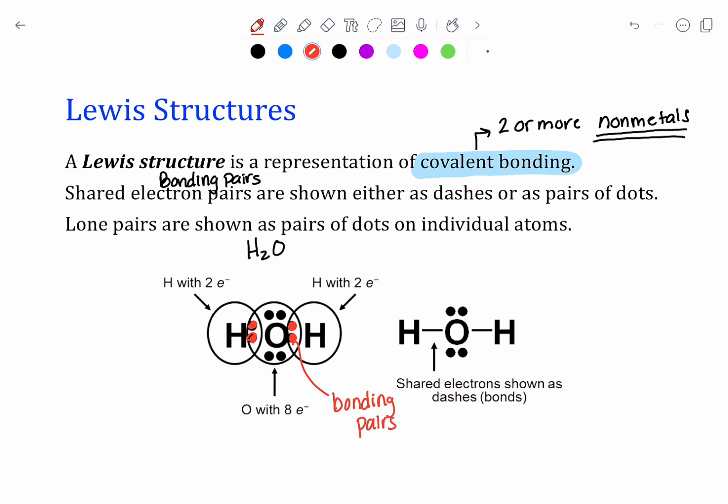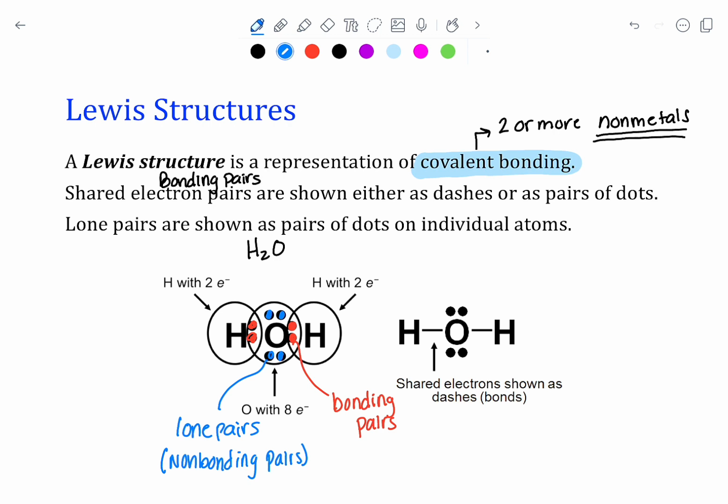The lone pairs are shown as just dots on the individual atom. So oxygen has 2 lone pairs, which I'm highlighting in blue, that are just associated with the oxygen itself. So these would be our lone pairs. Our lone pairs can have another name, and that is non-bonding pairs, because they are pairs of electrons that do not participate in bonding.